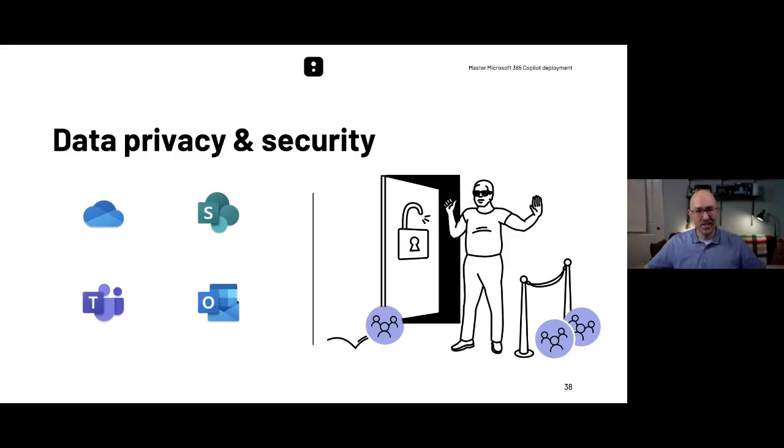Copilot doesn't give you access to content beyond what's already shared with you, but sometimes Copilot surfaces something that you didn't know was shared with you, and some users have cause for concern with that. And tools like ShareGate can definitely help to identify some of that and alleviate some of those concerns early on in the conversation.